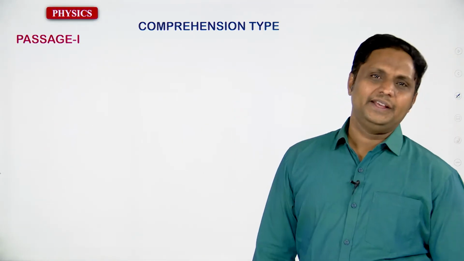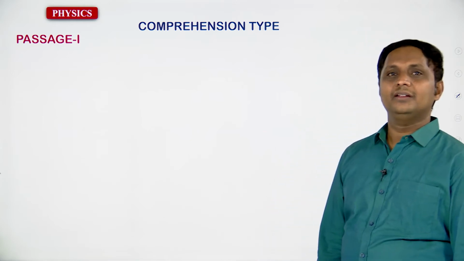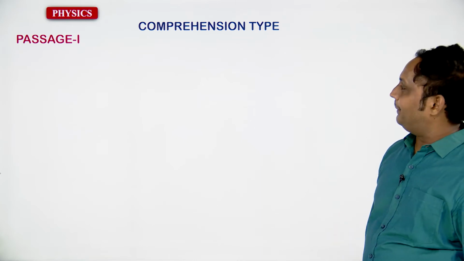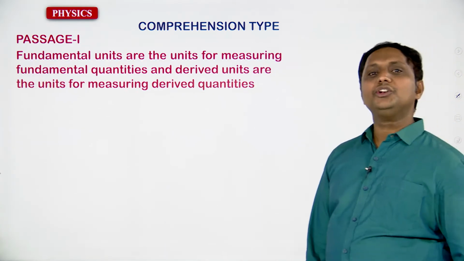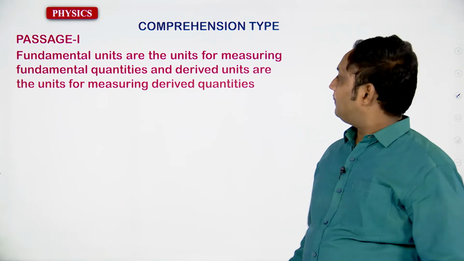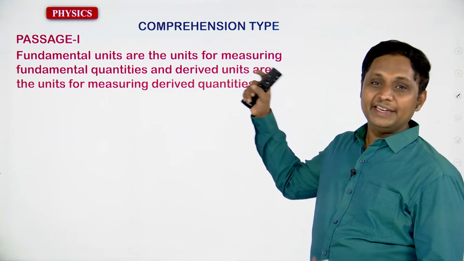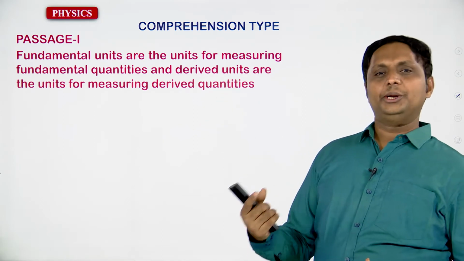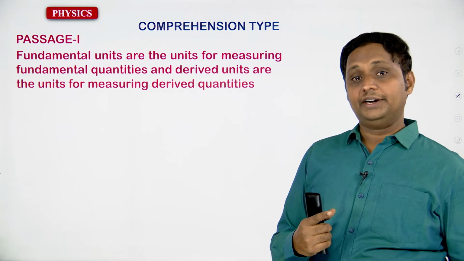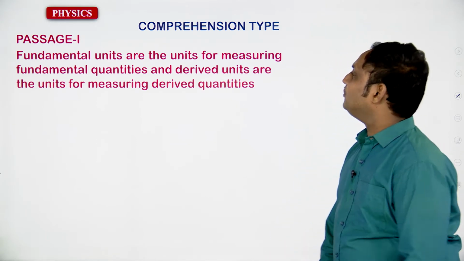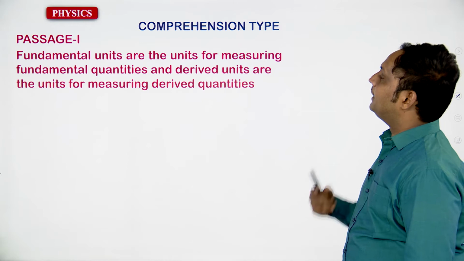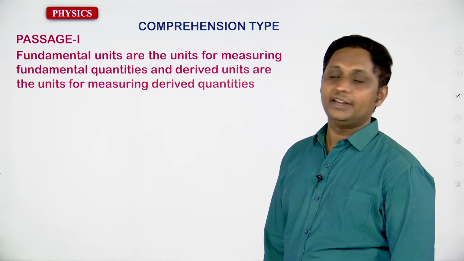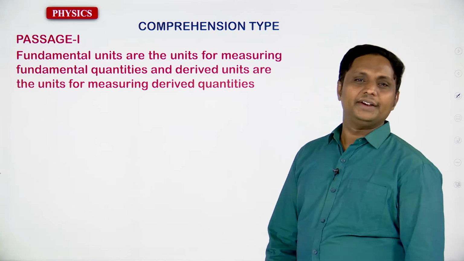Comprehension type. These types of questions are given in passage form. Just you have to read the passage and understand the central theme, the total meaning of this passage, within 2 or 3 lines. That is very important. Okay, fundamental units are the units for measuring the fundamental quantities, and derived units are the units for measuring the derived quantities. Alright, it is very clear.